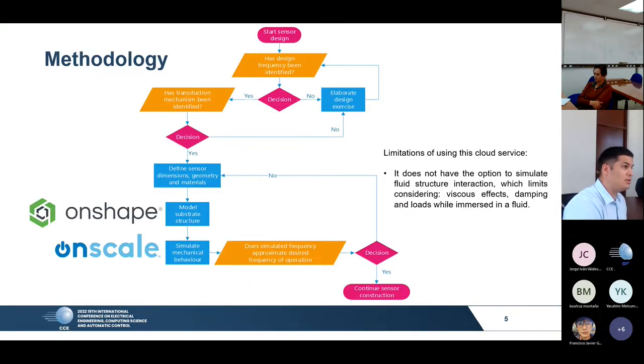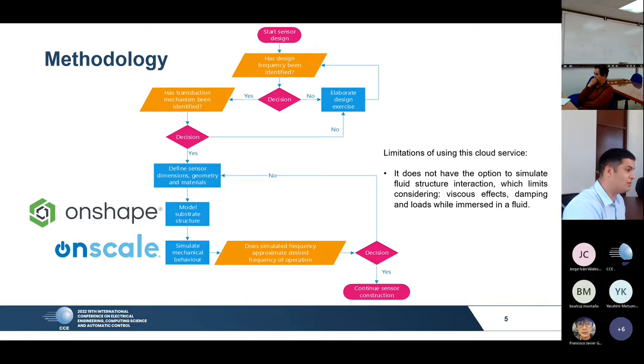The methodology is start the sensor design. If the frequency has been identified, then we have to decide what transduction mechanism are we going to use. If the transduction mechanism has been identified, then we can decide or define some sensor dimensions, geometry, and materials.